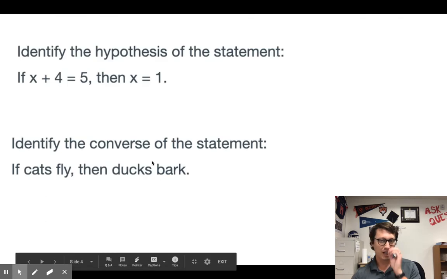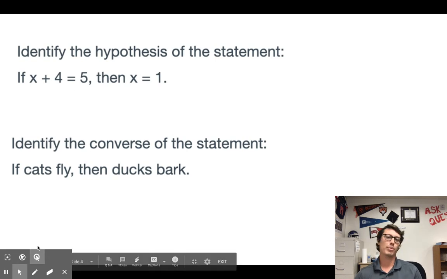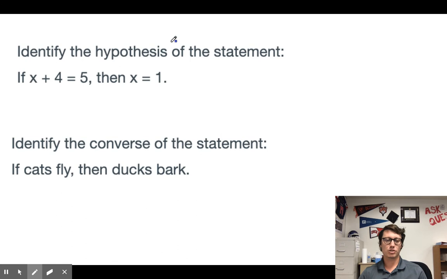Okay, identify the hypothesis of the statement. If x plus 4 equals 5, then x equals 1. Remember, conditional statements. If P, then Q, right? Conditional statements. If P, then Q. So this here is going to be your hypothesis. X plus 4 equals 5 is the hypothesis.